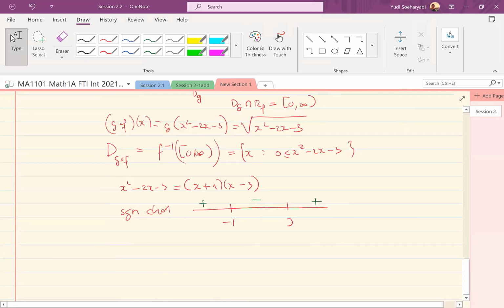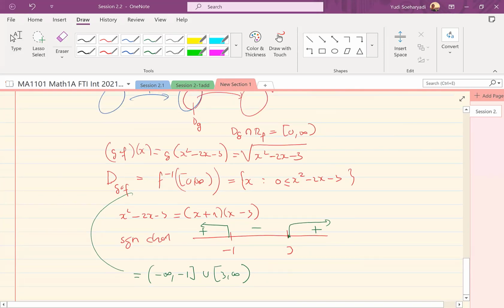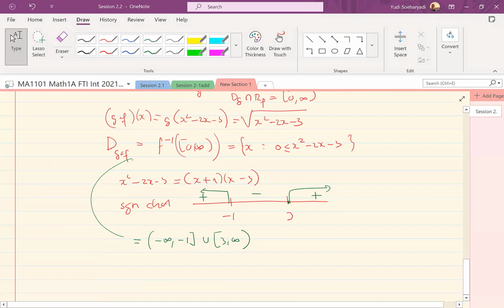Okay, so what we have here. So this is what we have. Okay, so this gives you the intervals, and from 3 to infinity, so that's the domain of this composition function. Okay, questions? All right, so enough about the domain.